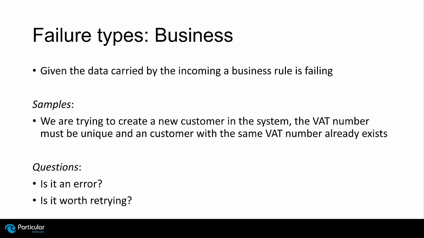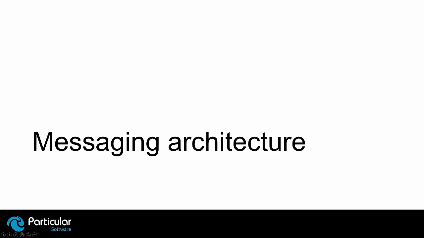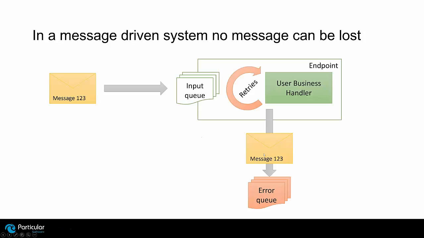Again, we have a few guiding questions for business failures. Is it really an error? And is it worth retrying? And I think, again, this can only be determined according to your own business domain, and there is no generic answer to that. But how can a messaging architecture, in this example with NServiceBus, help us to deal with failure types? Let us explore a simple messaging architecture based on NServiceBus.